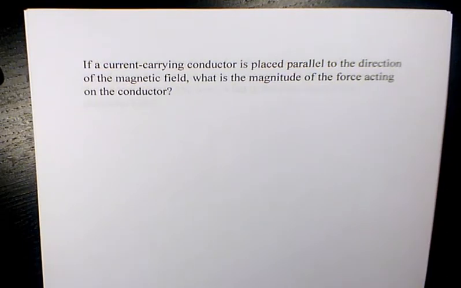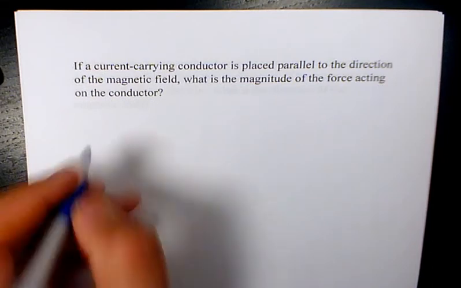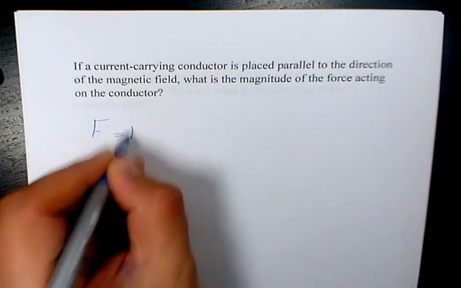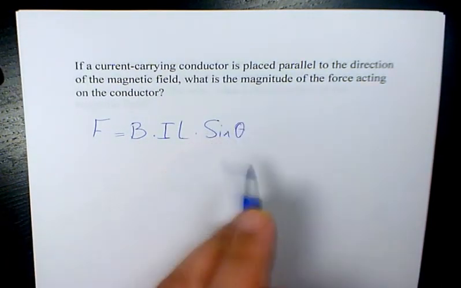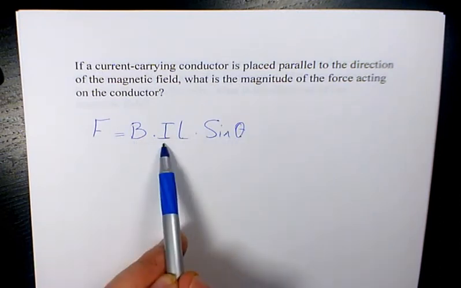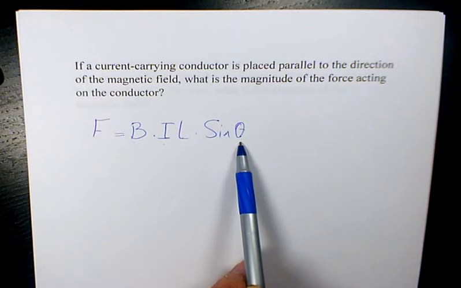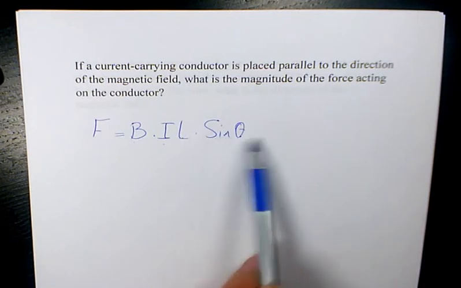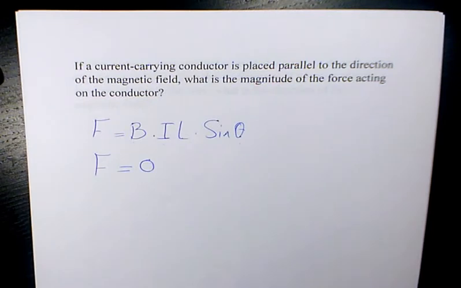Next example. If a current carrying conductor is placed parallel to the direction of the magnetic field, what is the magnitude of the force acting on the conductor? So F equals B times I times L times sine theta. Theta is the angle between B and electric current. Since they are parallel, theta is 0. So sine 0 is 0, so F will be 0. There is no magnetic force for this example.